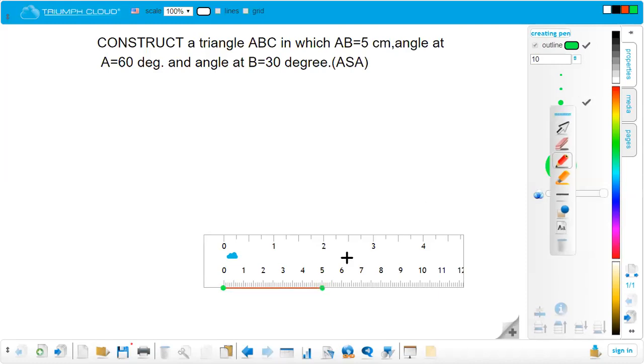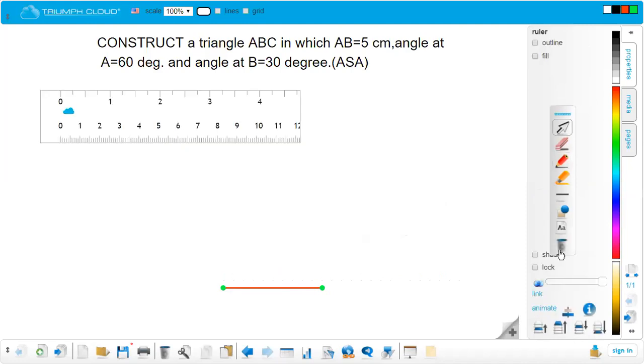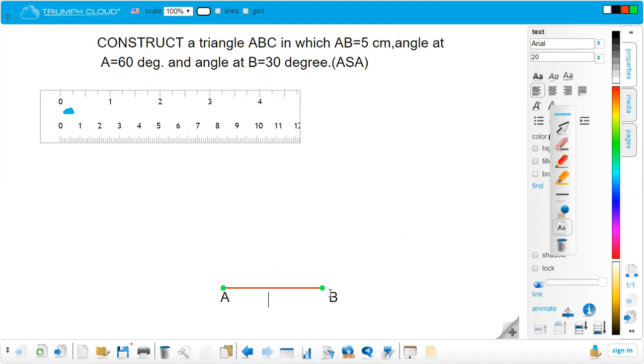Let me remove the scale here. Let's name this first point as A and the next point is B, and AB is just 5 centimeter. Okay, here in the very first step we just construct the given line, the given side. Here the side is just AB which is 5 centimeter long. And the next step is making an angle.